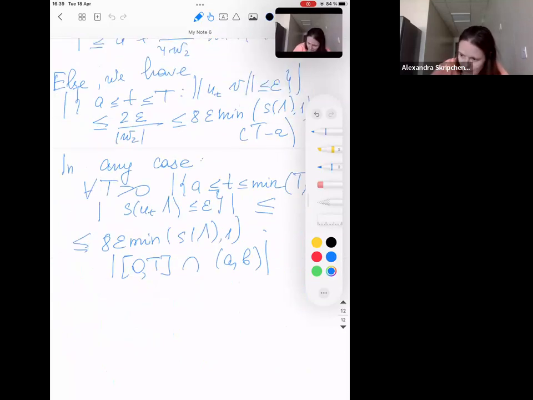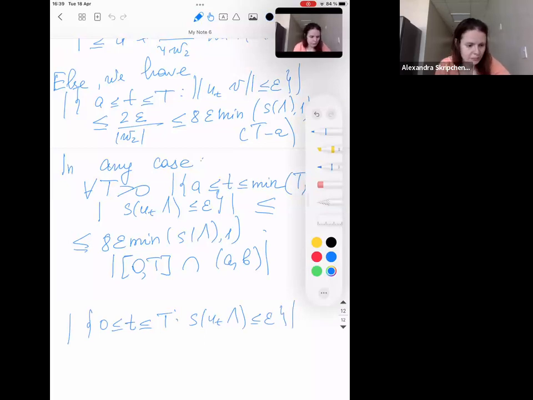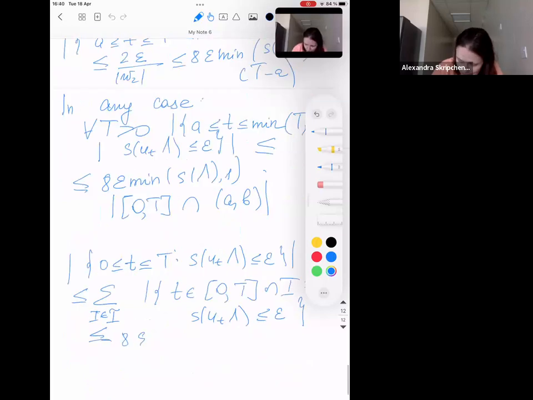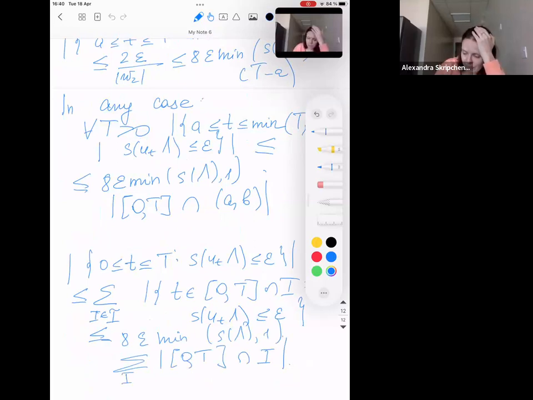So it means that if you look at the set that we were thinking about, this set S_{U,t} and epsilon, and you look at its Lebesgue measure, then you may compute it by summing up on all the connected components. S_{U,t} is smaller than epsilon, and each of them you can estimate and say that you have this guy, and under the sign of sum, you will only preserve this part. And you sum up over all connected components. So this you can estimate.